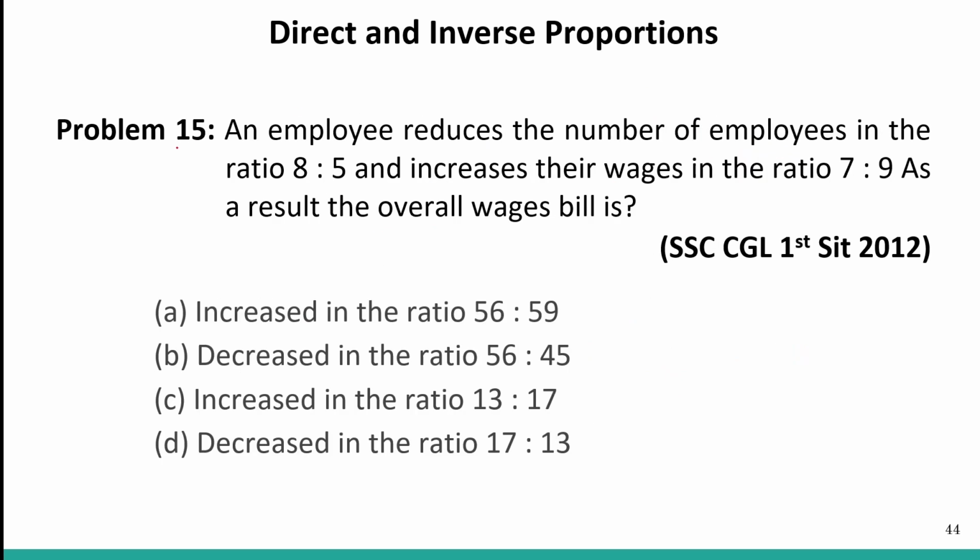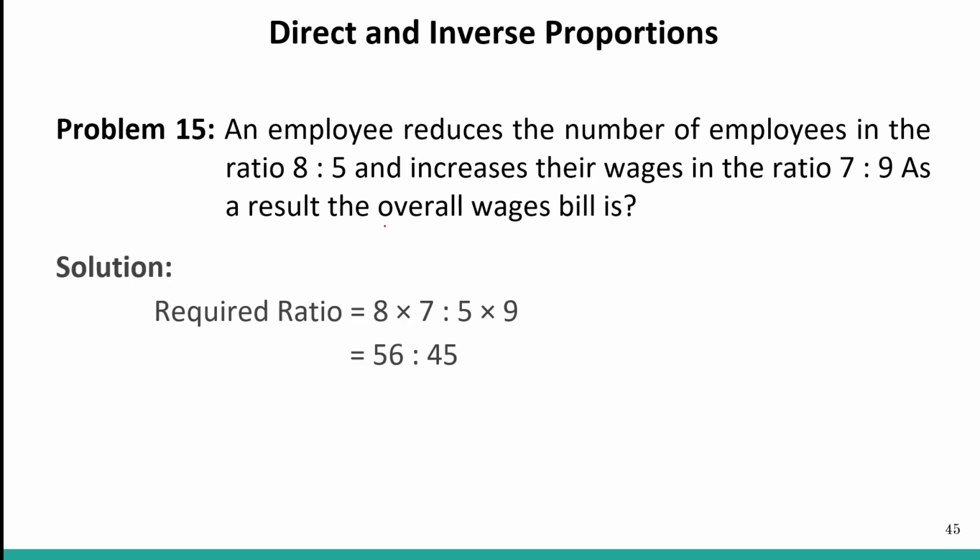Let's see problem number 15. An employer reduces the number of employees in the ratio 8:5 and increases their wages in the ratio 7:9. As a result, is the overall wage bill increased, decreased, or none of the above? So let's see. The required ratio is 8 into 5, 7 into 5 into 9. So 56 is to 49, right? So this will be the ratio.